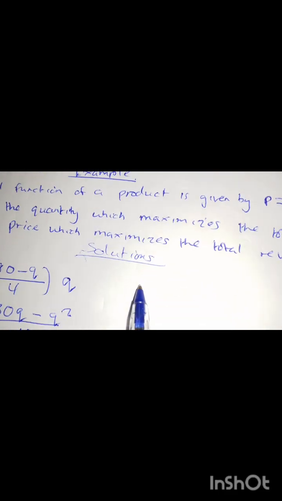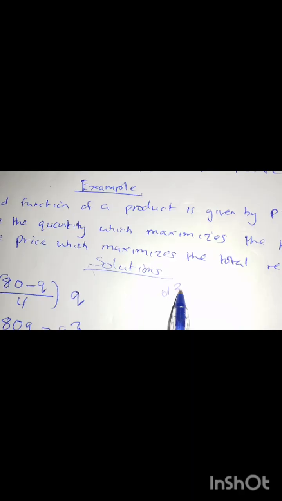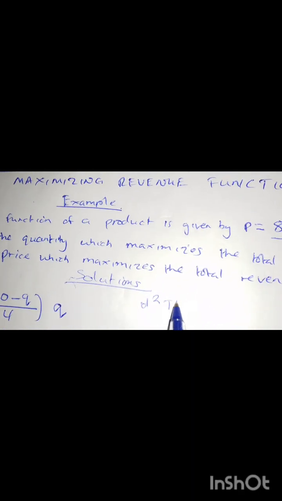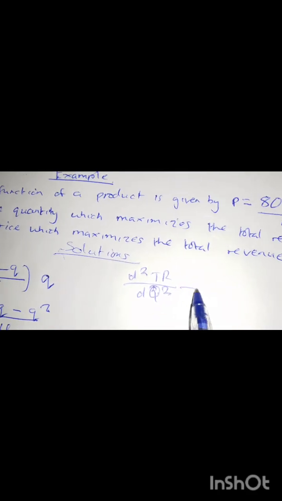So we are going to have the second derivative of total revenue with respect to q squared, so we have to differentiate total revenue once more. From total revenue, you have 20 minus 1 over 2q. If this 20 is a constant, when we differentiate the constant, we are going to have a 0.